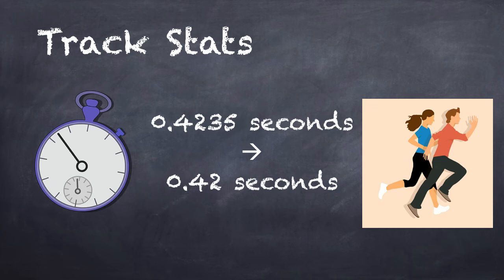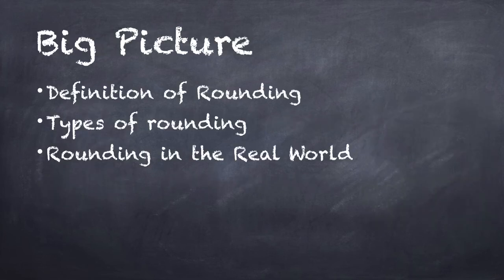0.42 hundredths. In conclusion, this little video explained the definition of rounding, types of rounding, and rounding in real-world context. What other ways do you think you could round in the real world?